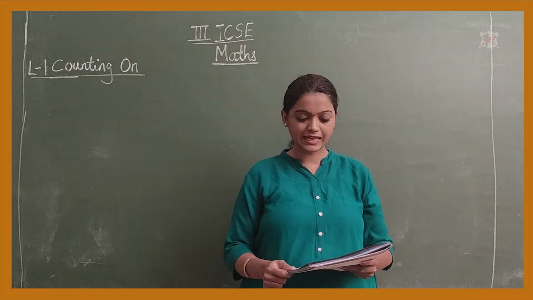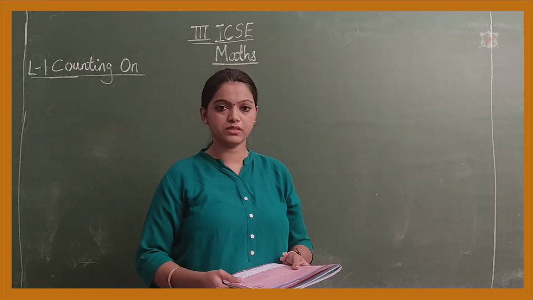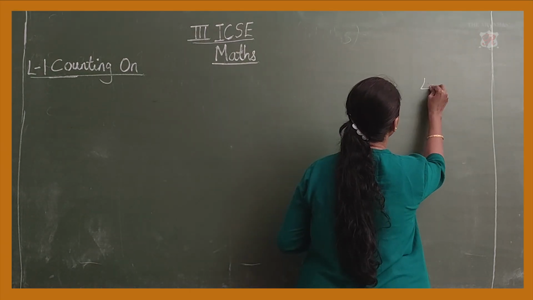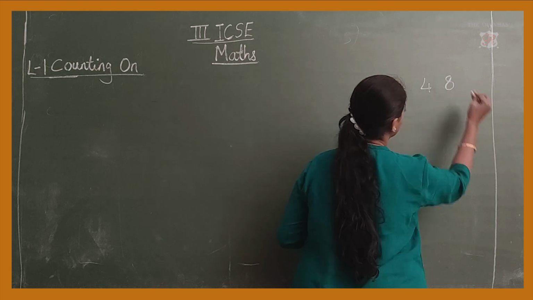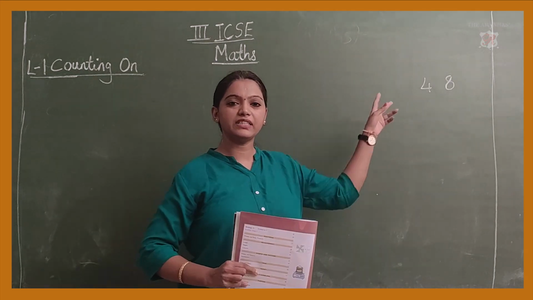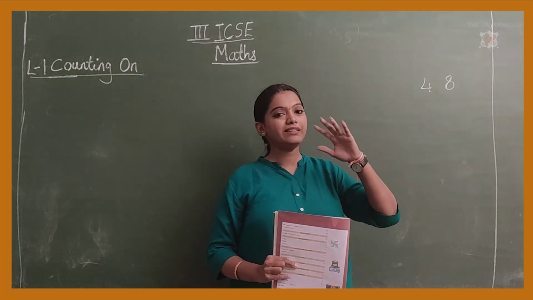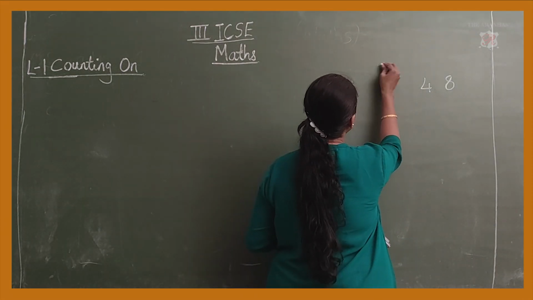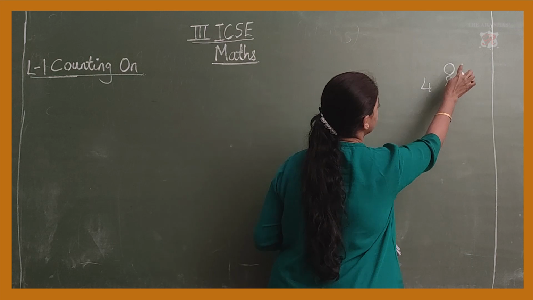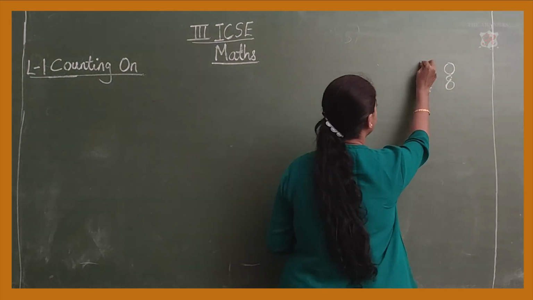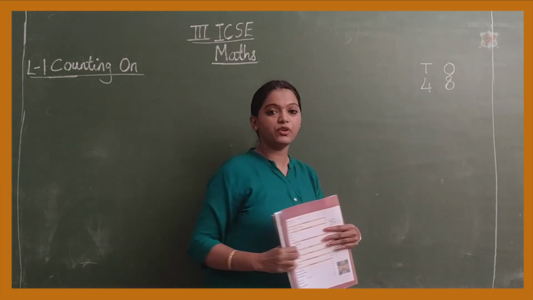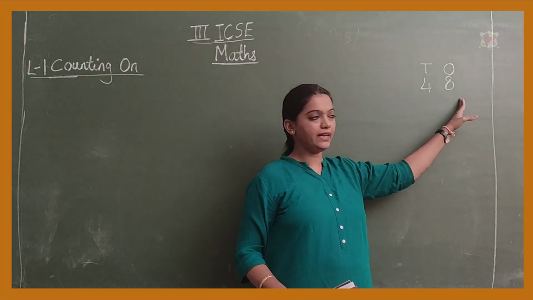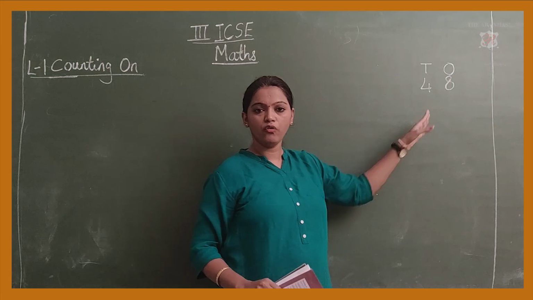Before starting with the example, I would like to write some numbers. Please pay attention to it. Example, this is your 48. Now how will you divide this 48? In the earlier class you used to write it as ones. We'll write here, this is your ones, this is your tens. Because we have only 2 digits, in the ones place will go 8 and tens will go for 4.